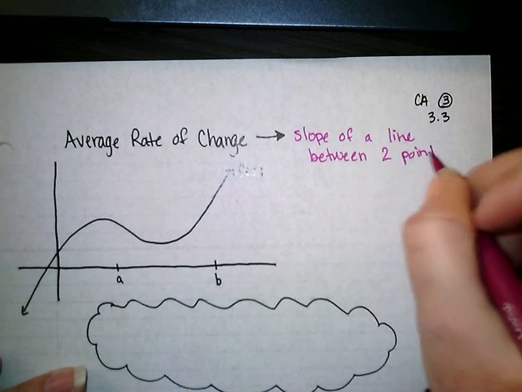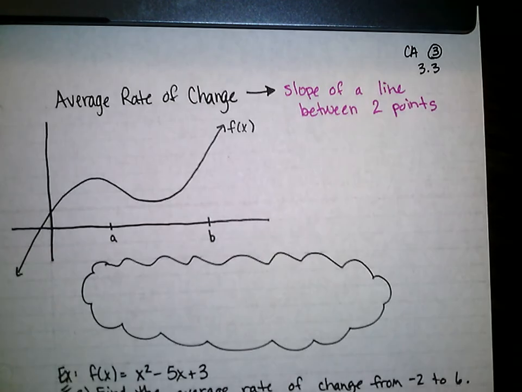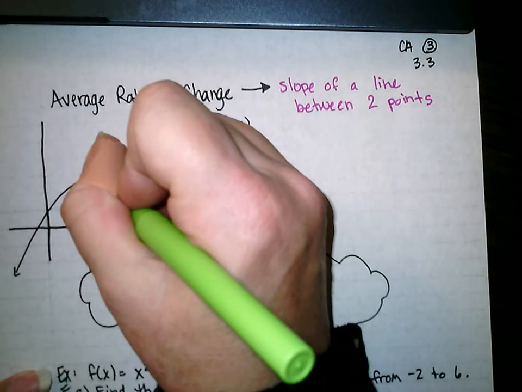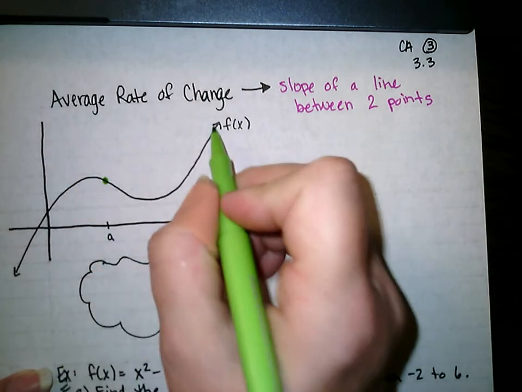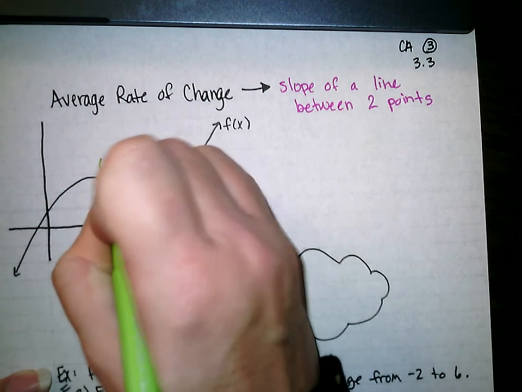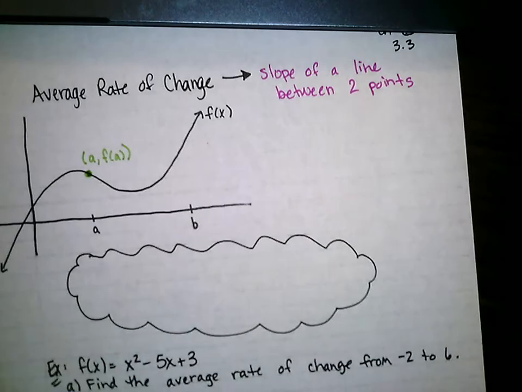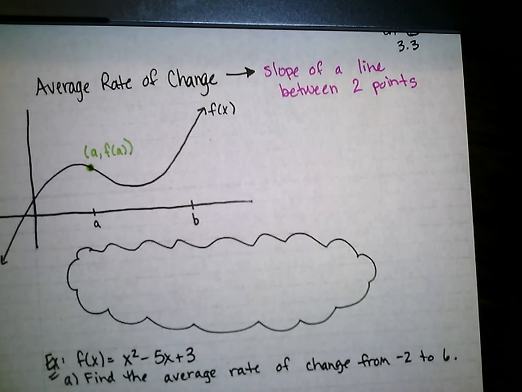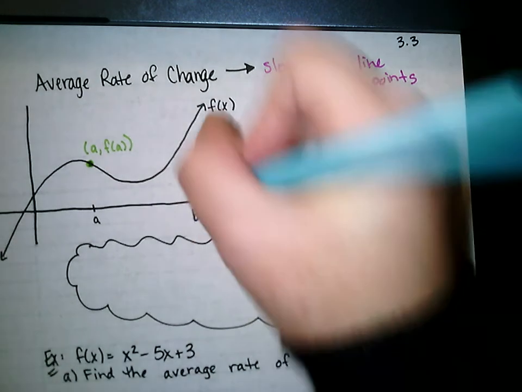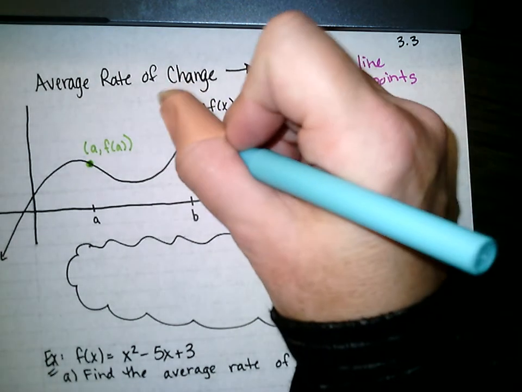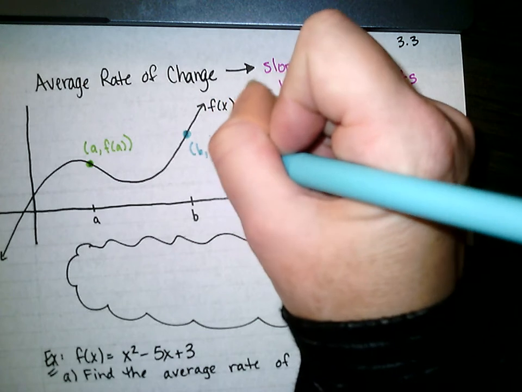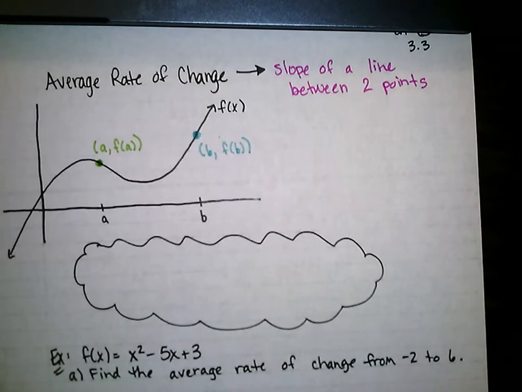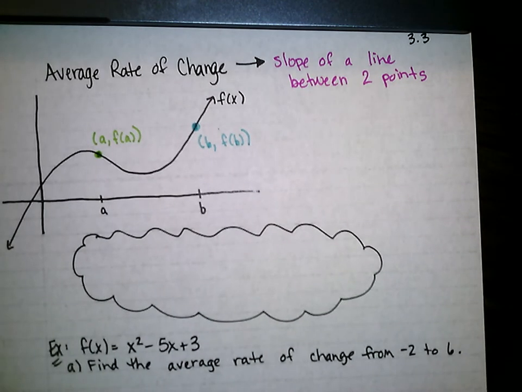And we're going to learn a fancy formula for it as well. So if I have 2 ordered pairs on my graph, let's say I go up here from A, and this is the function f of x. So this ordered pair here would be A, f of A. And then I have my second ordered pair here, which is at B. So then I have B, f of B, whatever that number B is. I would plug it into f of x to get the y coordinate. Now, if I connect those two ordered pairs, I'm going to get a straight line.